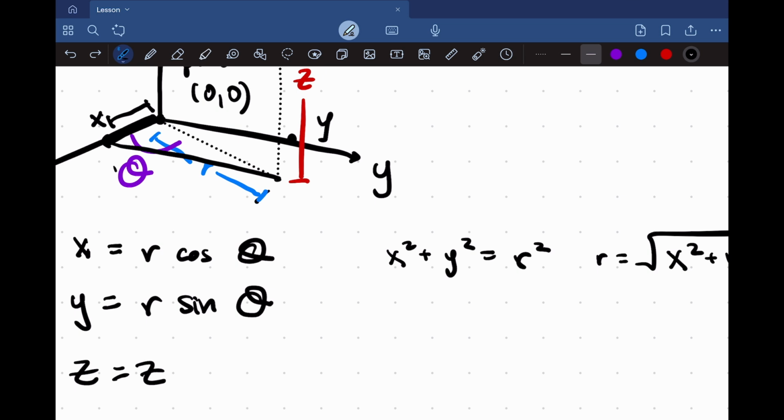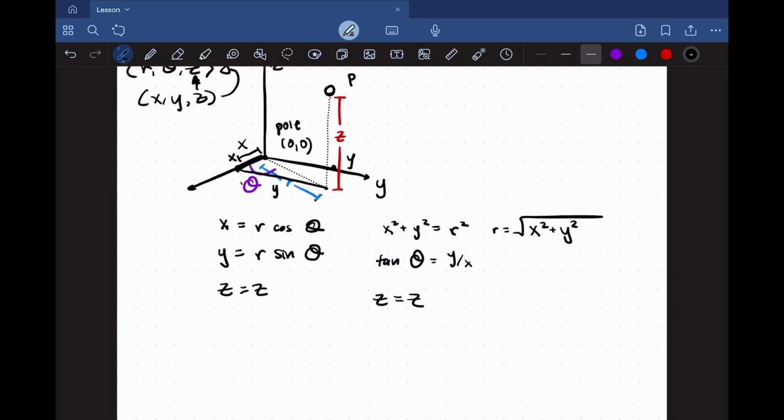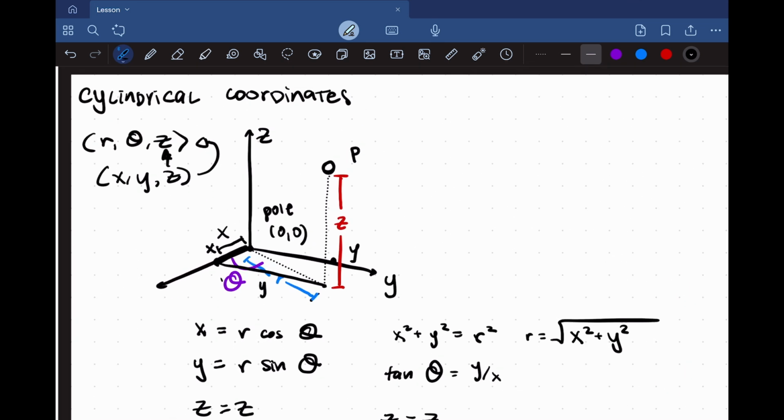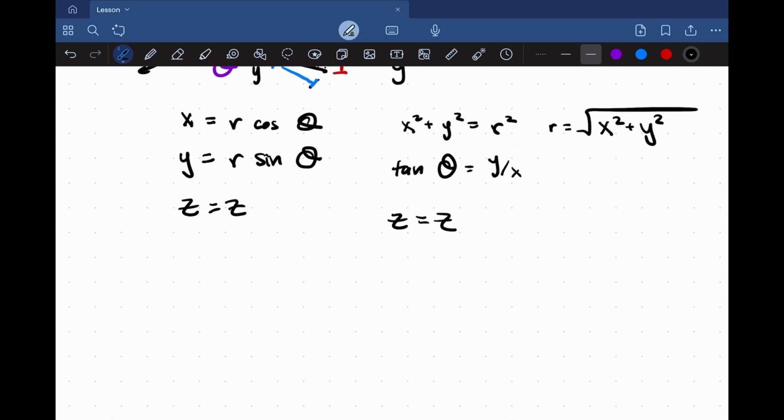And again, using trigonometry, this is y, this is x. Because tangent is opposite over adjacent, tan theta equals y over x. And z equals z once more. So those are the equations we got by looking at this diagram and drawing a right triangle, and this is how we determine the position. Let's do an example of that.